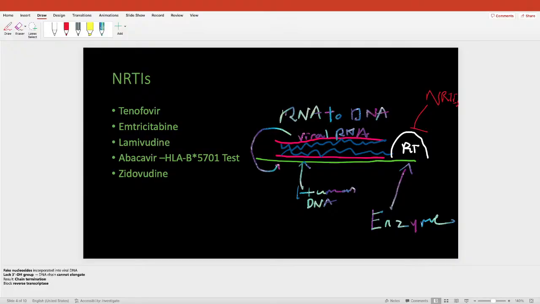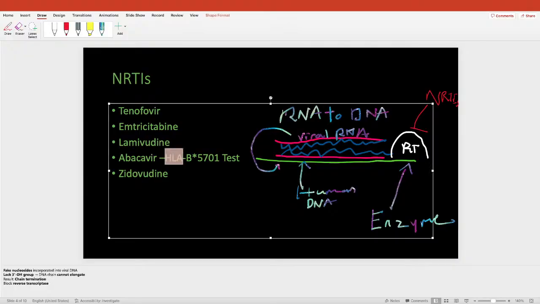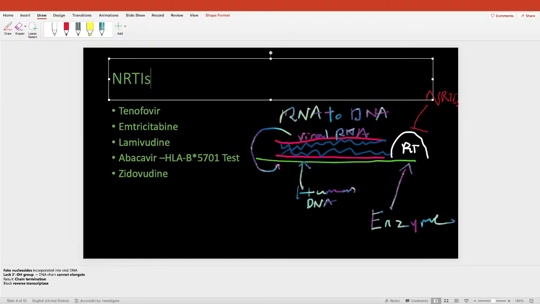So you can see here, these are some of the medications. This one you have to specifically test for the HLA-B 5701. So just don't forget about that for Abacavir. I was pointing out how it's inhibiting that reverse transcriptase enzyme, so it doesn't affect the DNA of the human. You can see that in this diagram here.